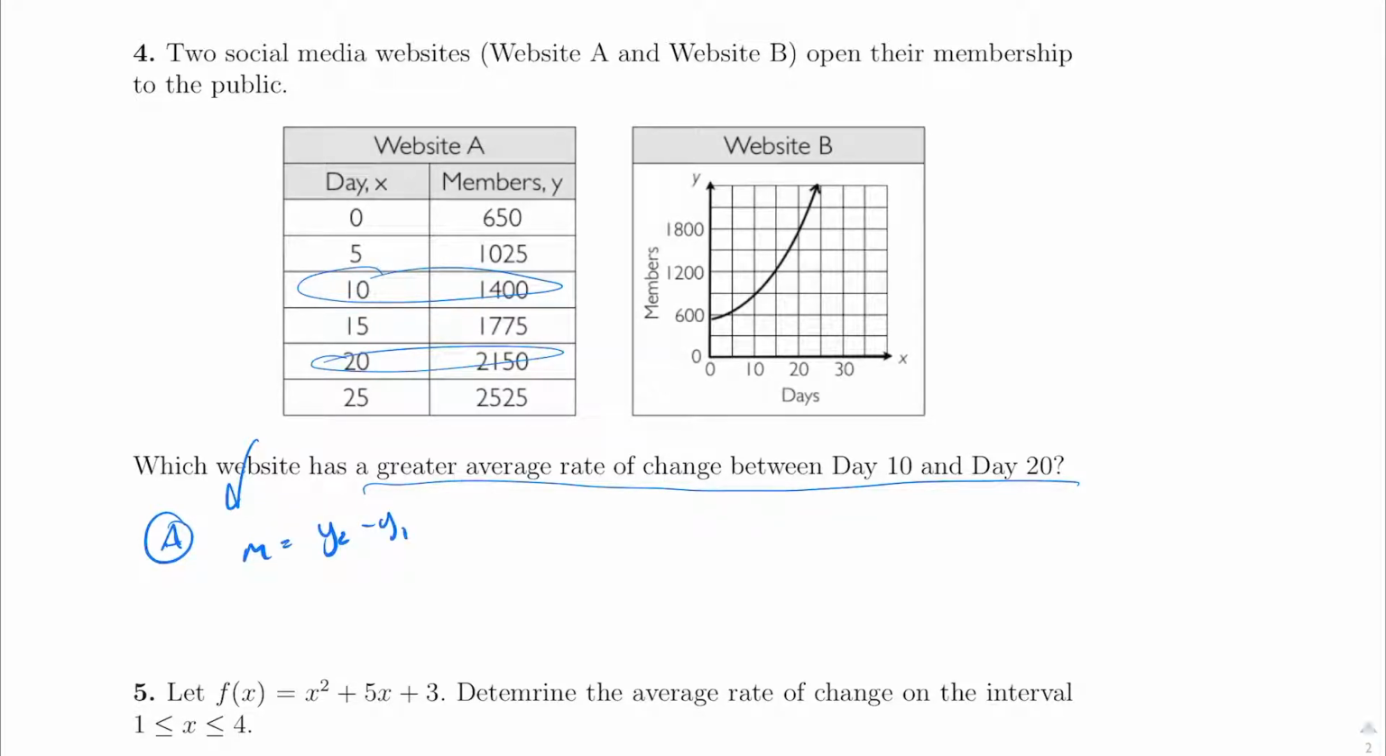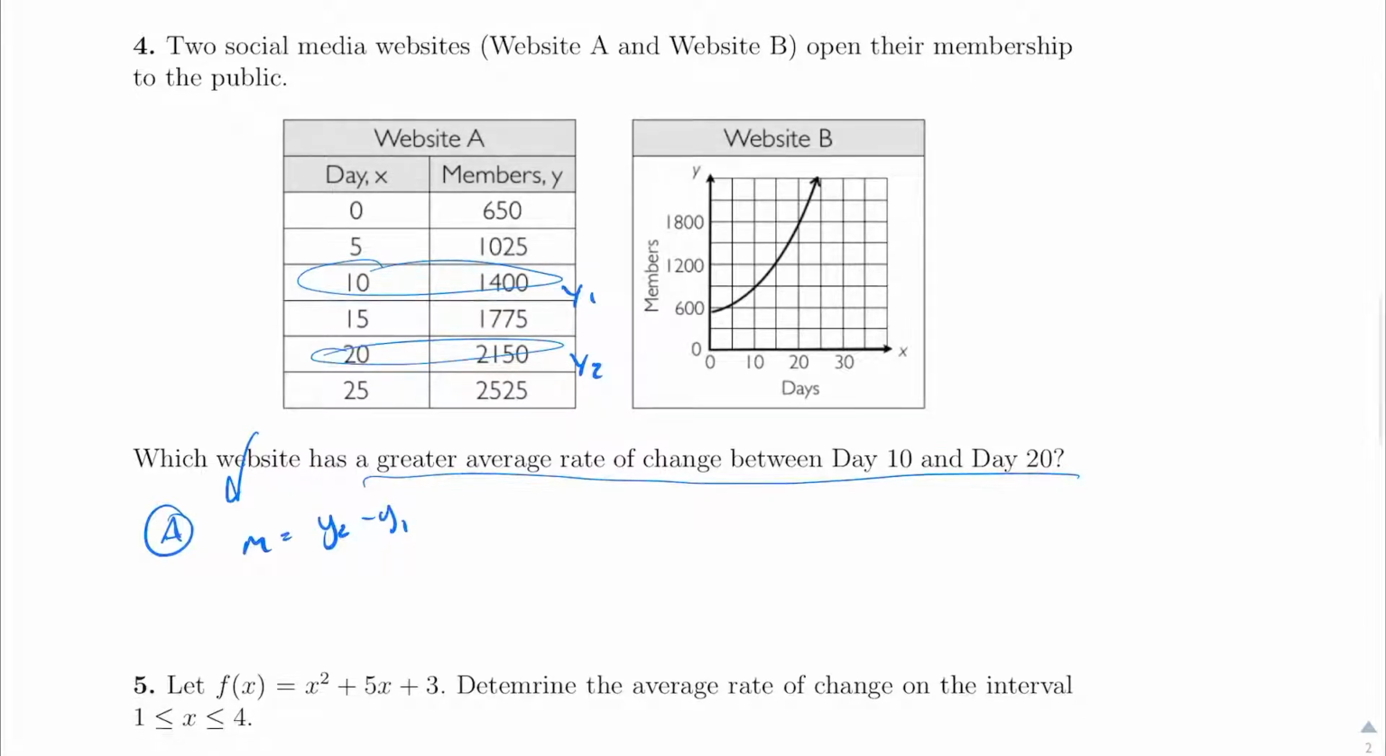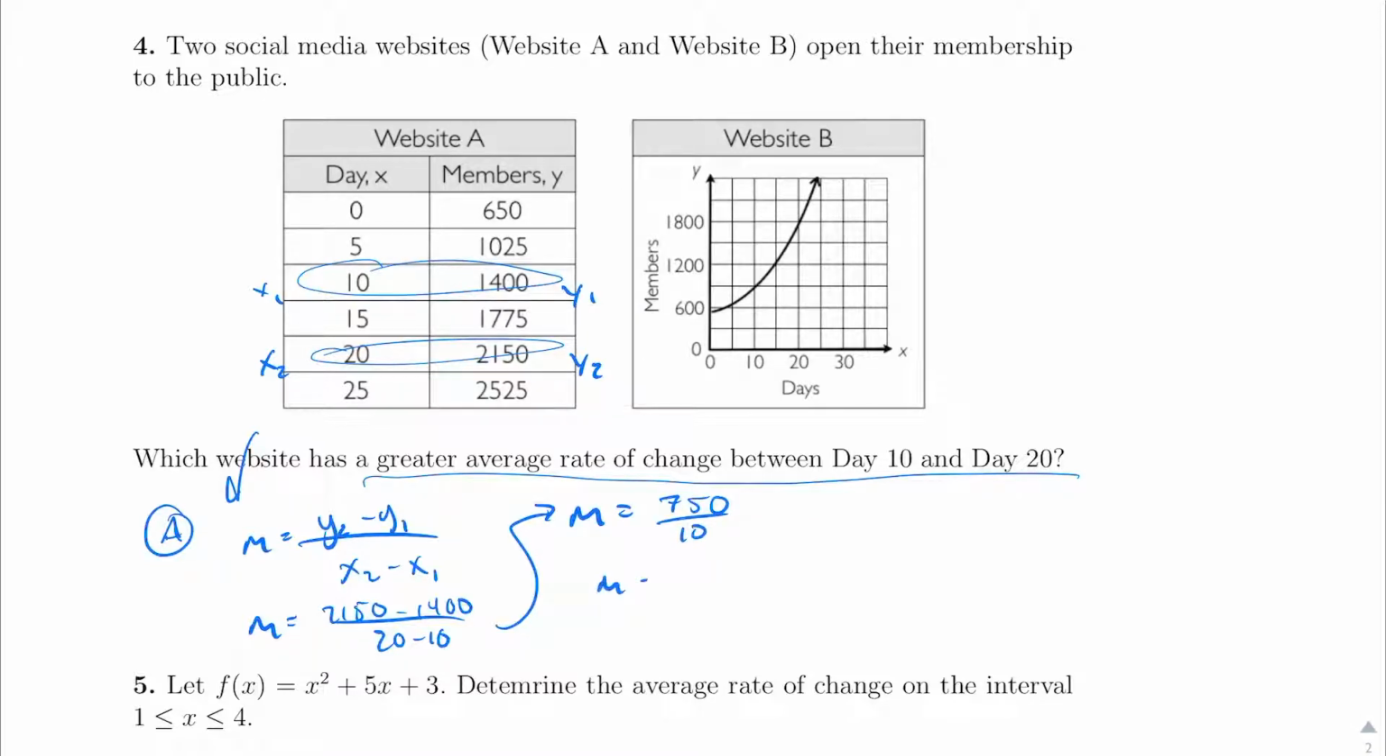m is equal to y2 minus y1. Y coordinates are going to be on the right-hand side of the table, and x coordinates will be on the other side, divided by x2 minus x1. So we get m is equal to 2150 minus 1400 divided by 20 minus 10. M is equal to 750 divided by 10. M is equal to 75. And if you think about units, we had y on top, which was members, divided by x on the bottom, which were days, so members per day.